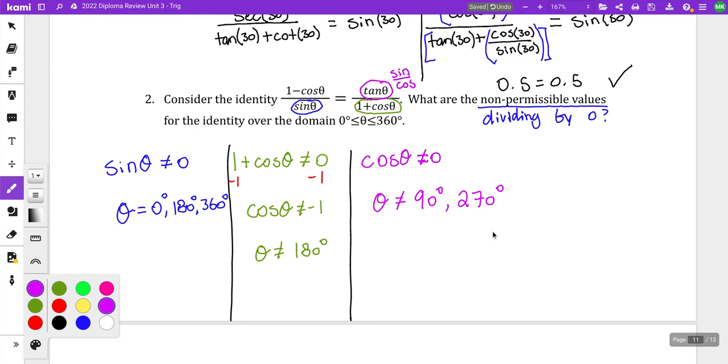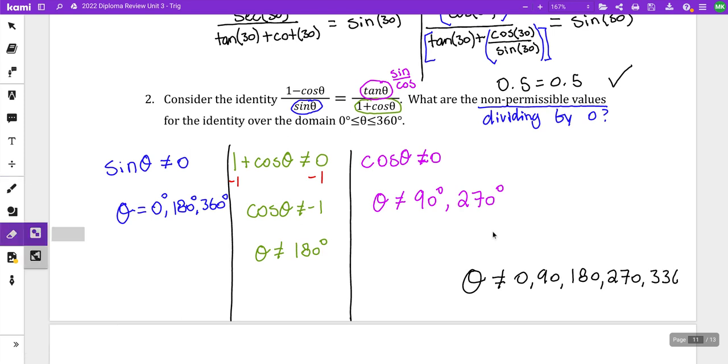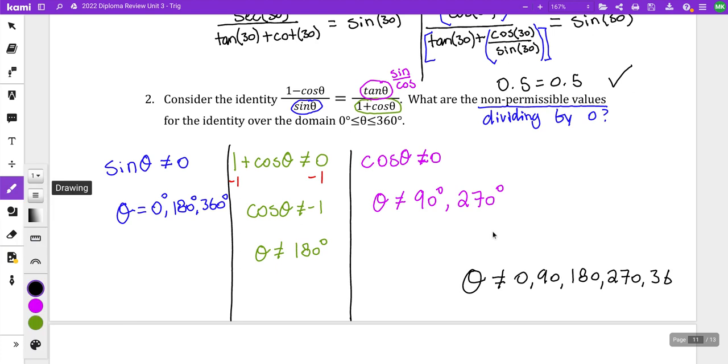My non-permissible values, if I was to write them all together, would be 0, 90, 180, 270, 360. My boundaries were allowed to equal 0. They were also allowed to equal 360. So that is all my non-permissible values. Almost finished trig. We'll finish trig tomorrow. Trig takes a long time.